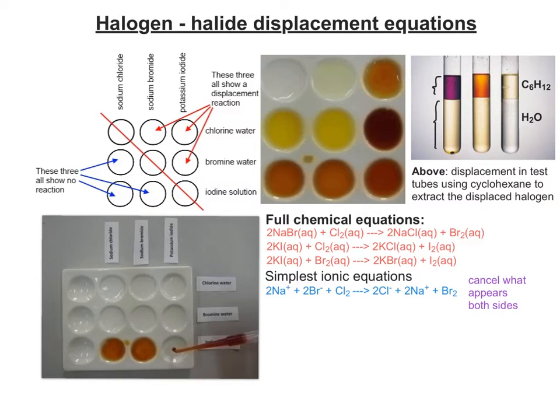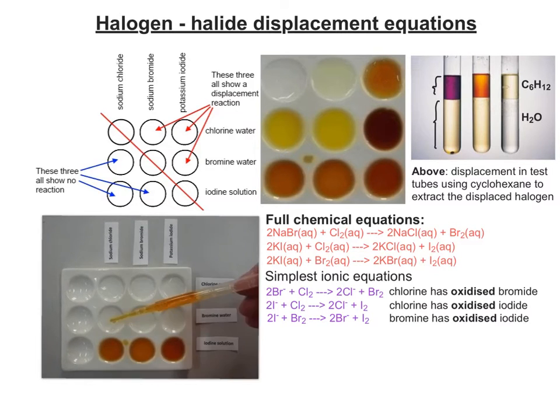So if we now look at what can be cancelled both sides, you'll see quite clearly that sodium can be cancelled both sides. So therefore that leaves us with the simplest ionic equation of 2Br- plus Cl2 giving you 2Cl- plus Br2. So the explanation for this is that the chlorine has oxidized the bromide ions.